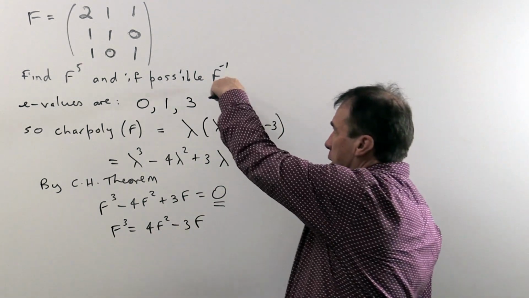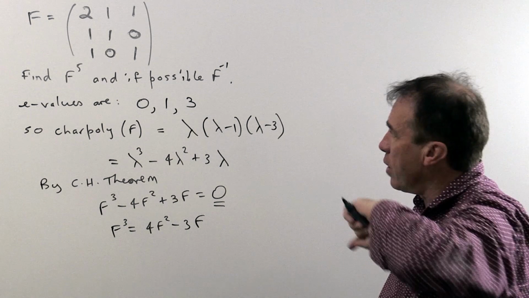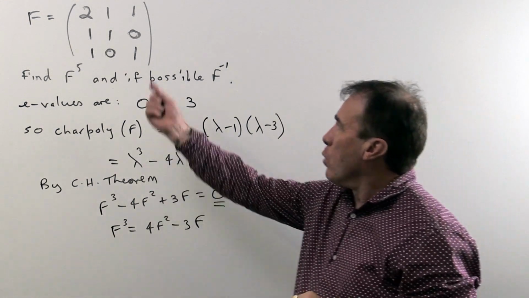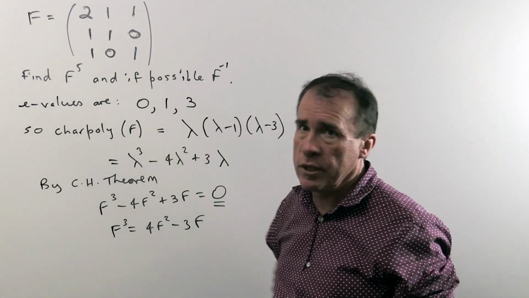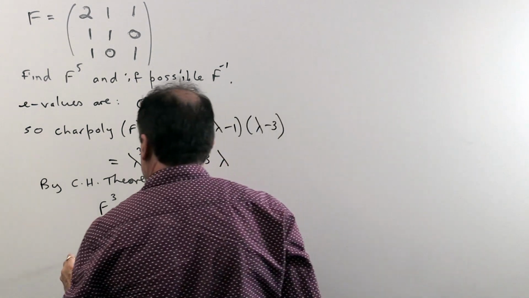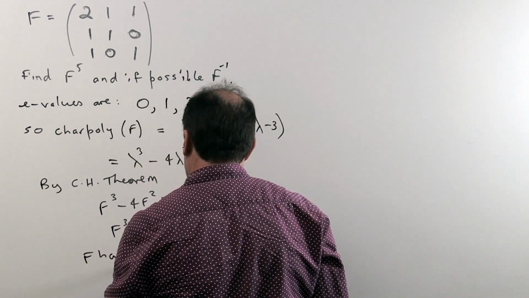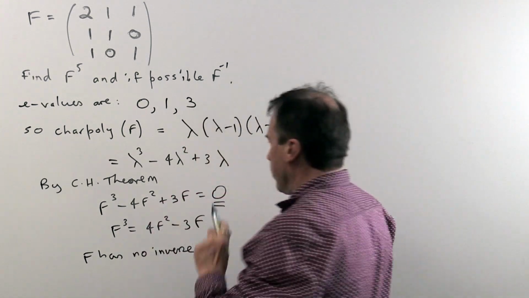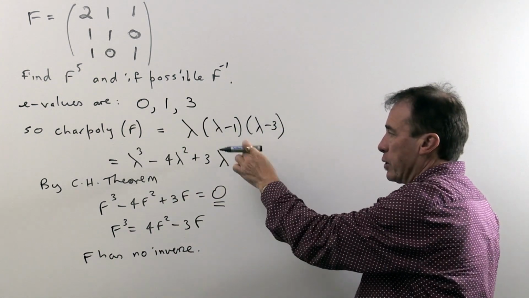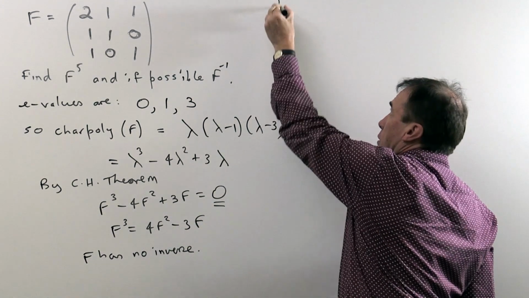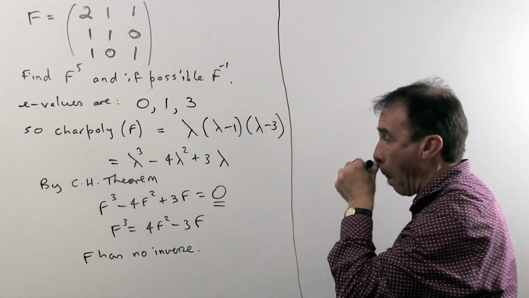Now by the way, let me come to the inverse thing firstly. It says find if possible the inverse. Well, we saw that the determinant of f was 0, so f has no inverse. We can see that also in the constant term of the characteristic polynomial being 0.